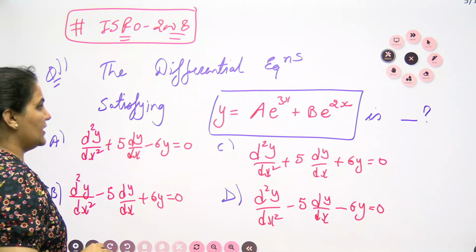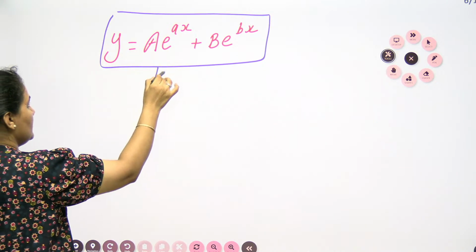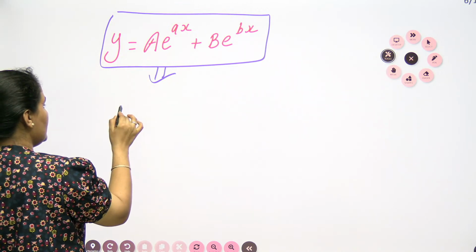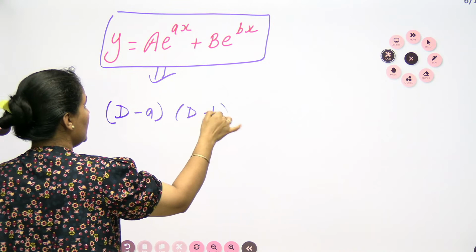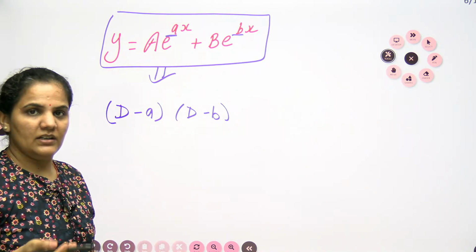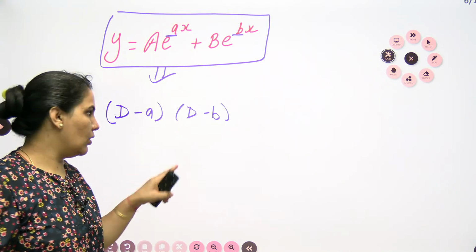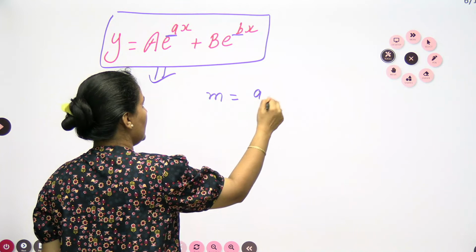If my solution is written like this, a e power ax plus b e power bx, then in this case my differential equation will be (D minus a)(D minus b). As we know very well, this a and this b are nothing but my roots only. Or if you want, you can write down directly that the roots of the equation will be a and b.